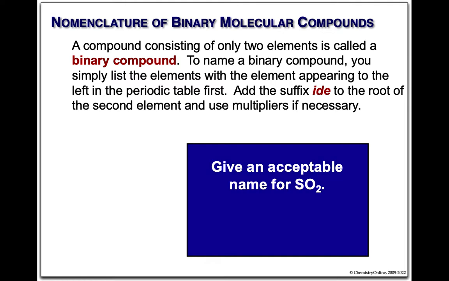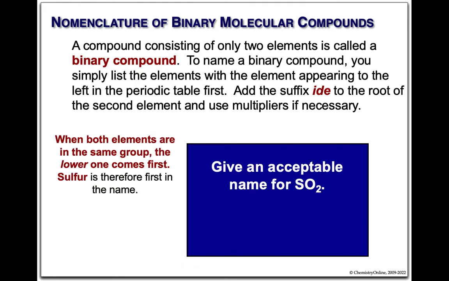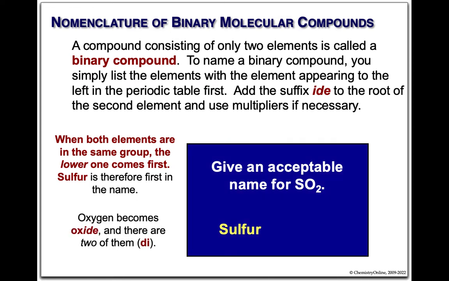1 sulfur, 2 oxygens. First word is going to be just sulfur. 2 is a di. They're oxygen, so it's oxide. Sulfur dioxide.